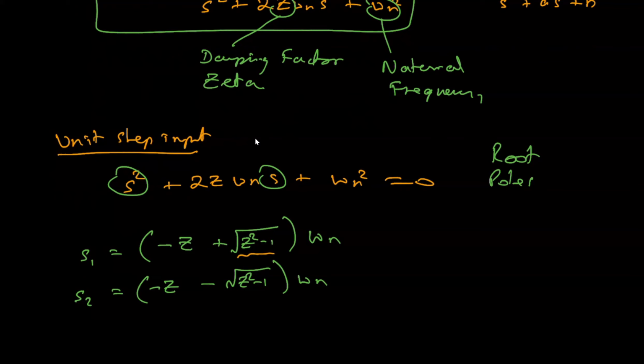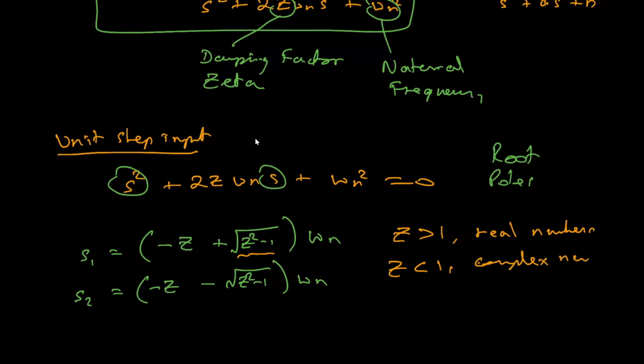The values that s1 and s2 can take are heavily influenced by zeta. In particular, the value inside the root can be negative or positive, depending on the magnitude of zeta. If zeta is greater than 1, then we end up with real numbers. If zeta is less than 1, we end up with complex numbers. If zeta is 1, we end up with just an imaginary number, no real part.